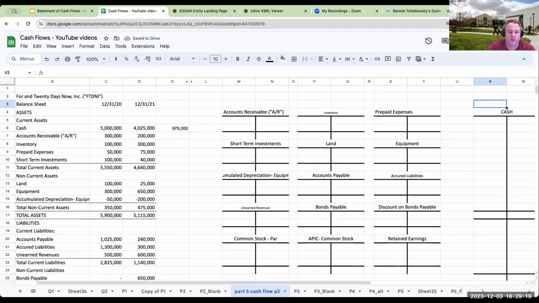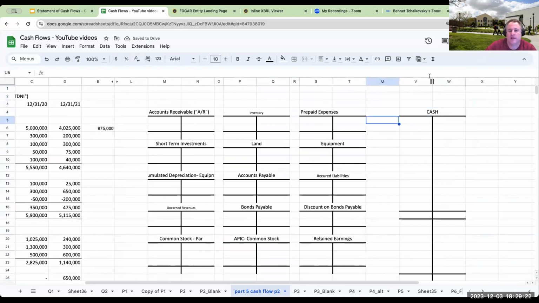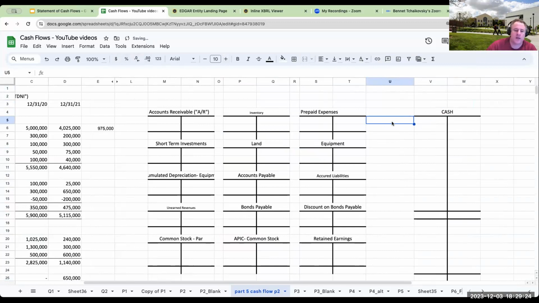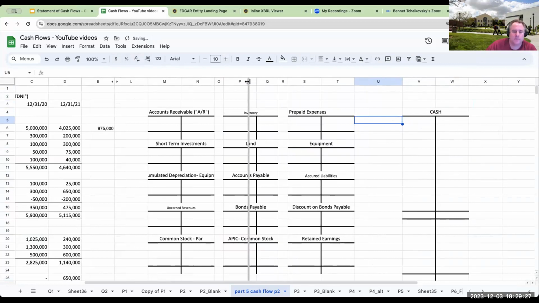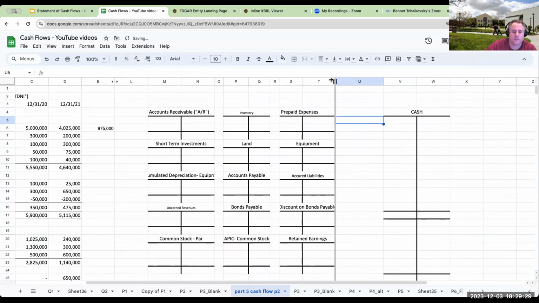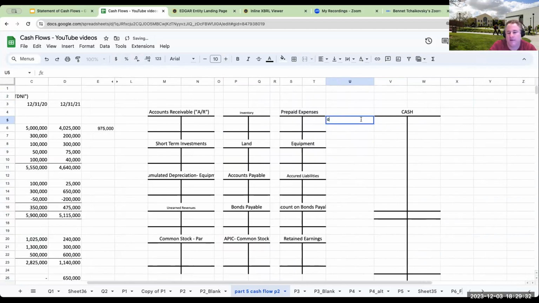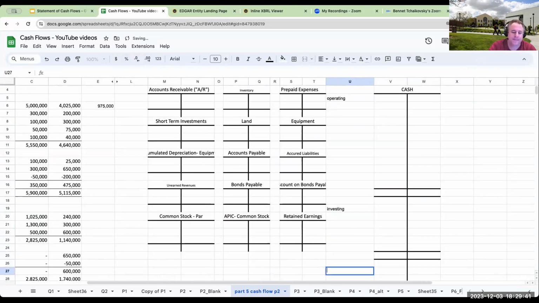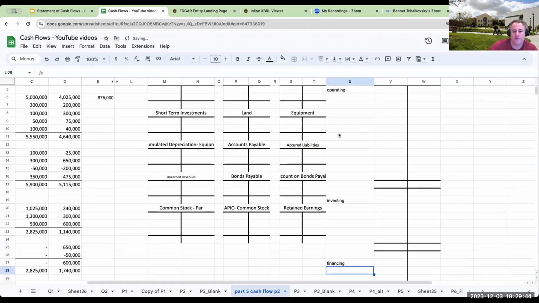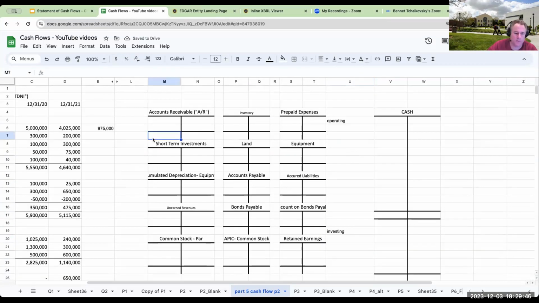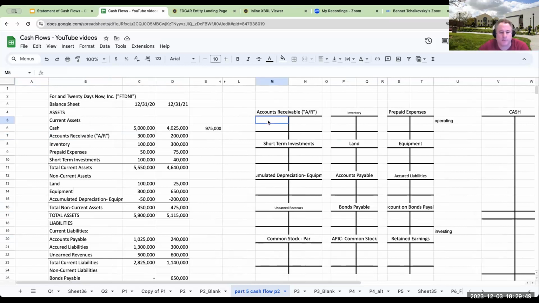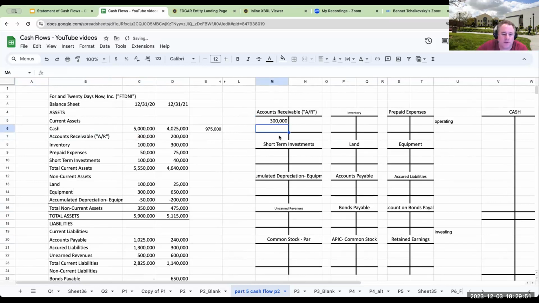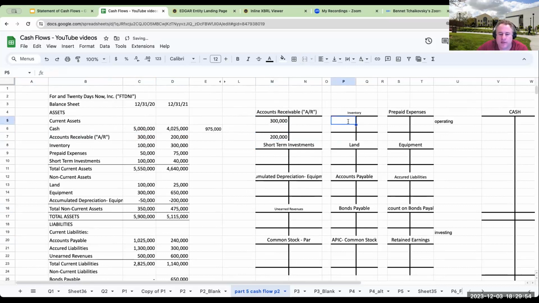Now what we're going to do is create our big cash T account. We're going to have operating, investing, and financing. Those are going to be the sections on our cash T account. What we're now going to do too is put in our beginning and ending balances in each of these accounts.